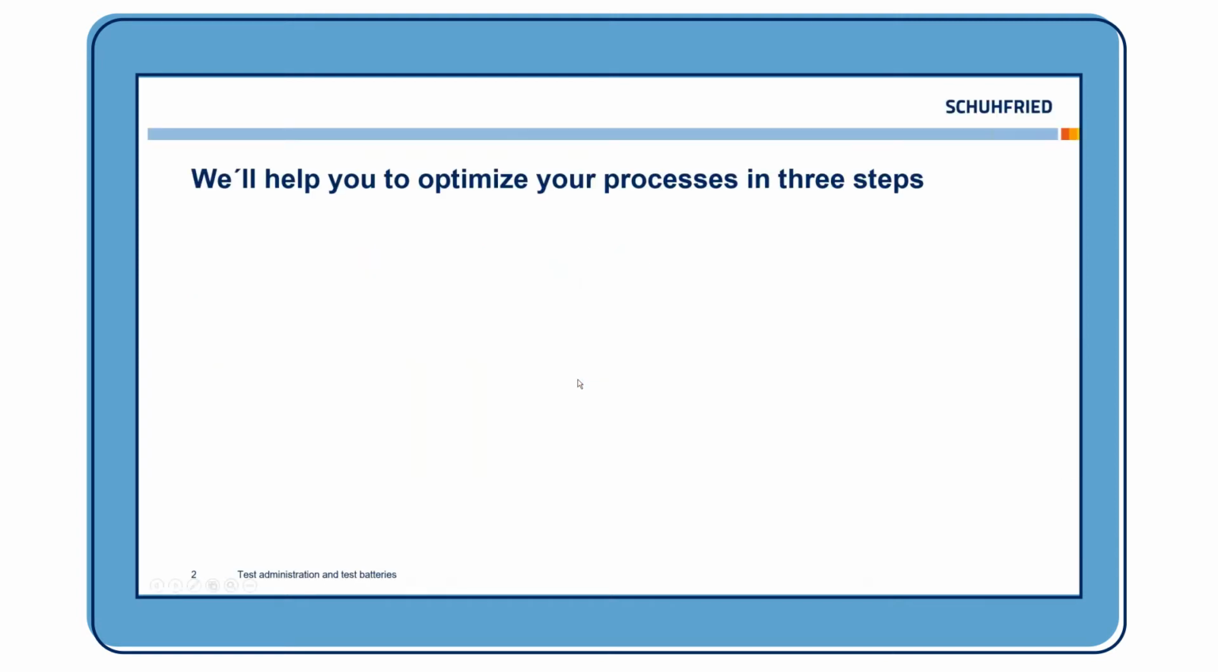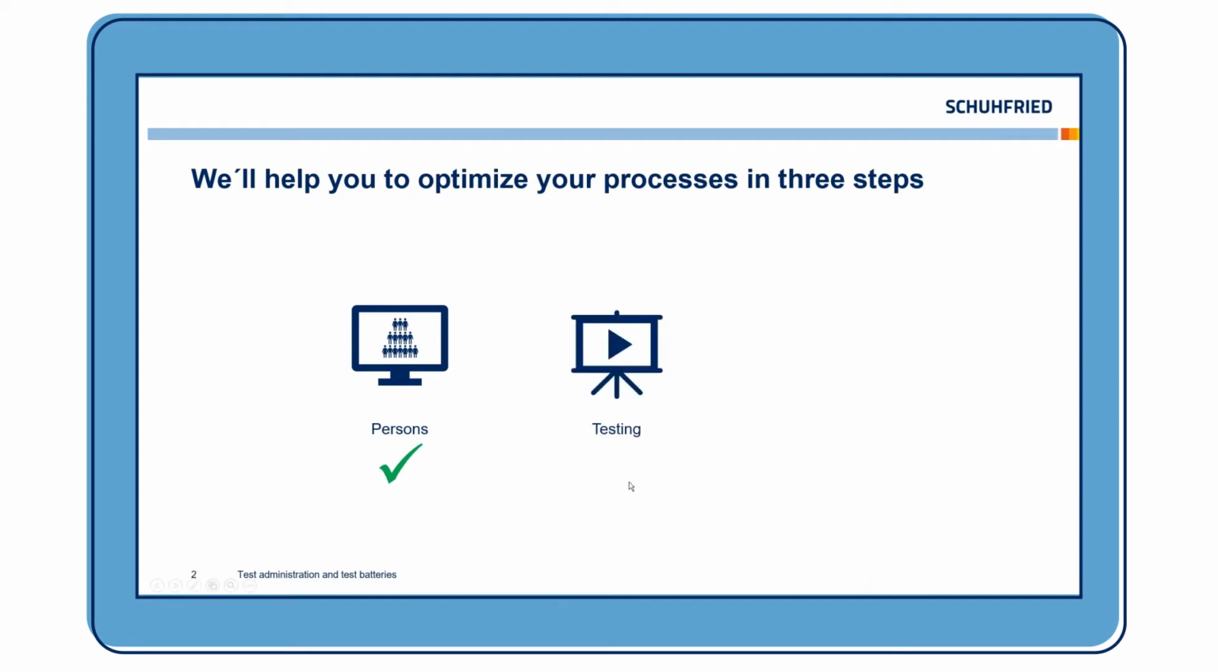This three-part process of optimizing your processes was split up into the test persons, which we did last week. The persons tab was explained in detail in that webinar, and you can already find the slides and the presentation on our YouTube page. Today, we're going to be talking about testing. And next week, on the 7th of April, we will be talking about the test results in more detail.